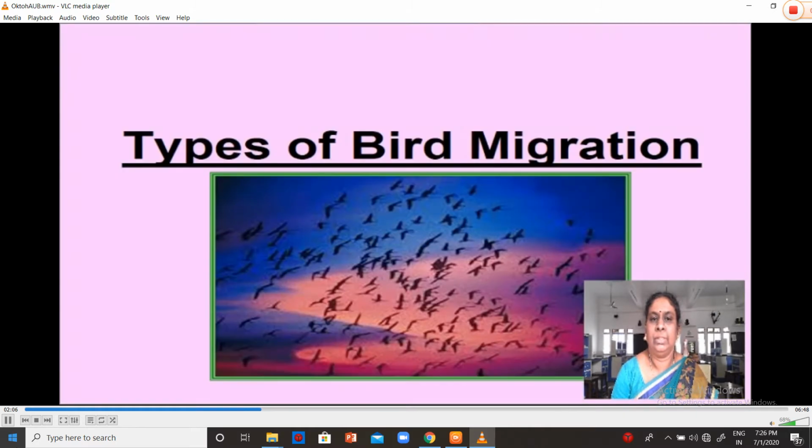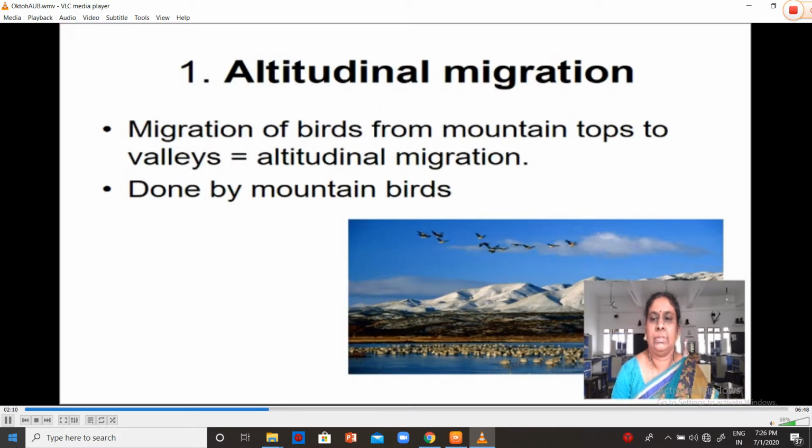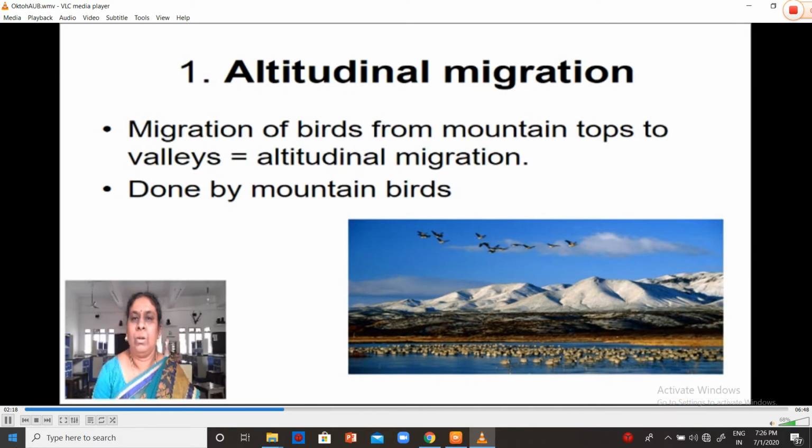Moving on to the different types of bird migration. The first type of migration is altitudinal migration, that is, migration of birds from mountain tops to valleys, from the mountain top where it is very chill to the valleys. This is usually done by the mountain birds.